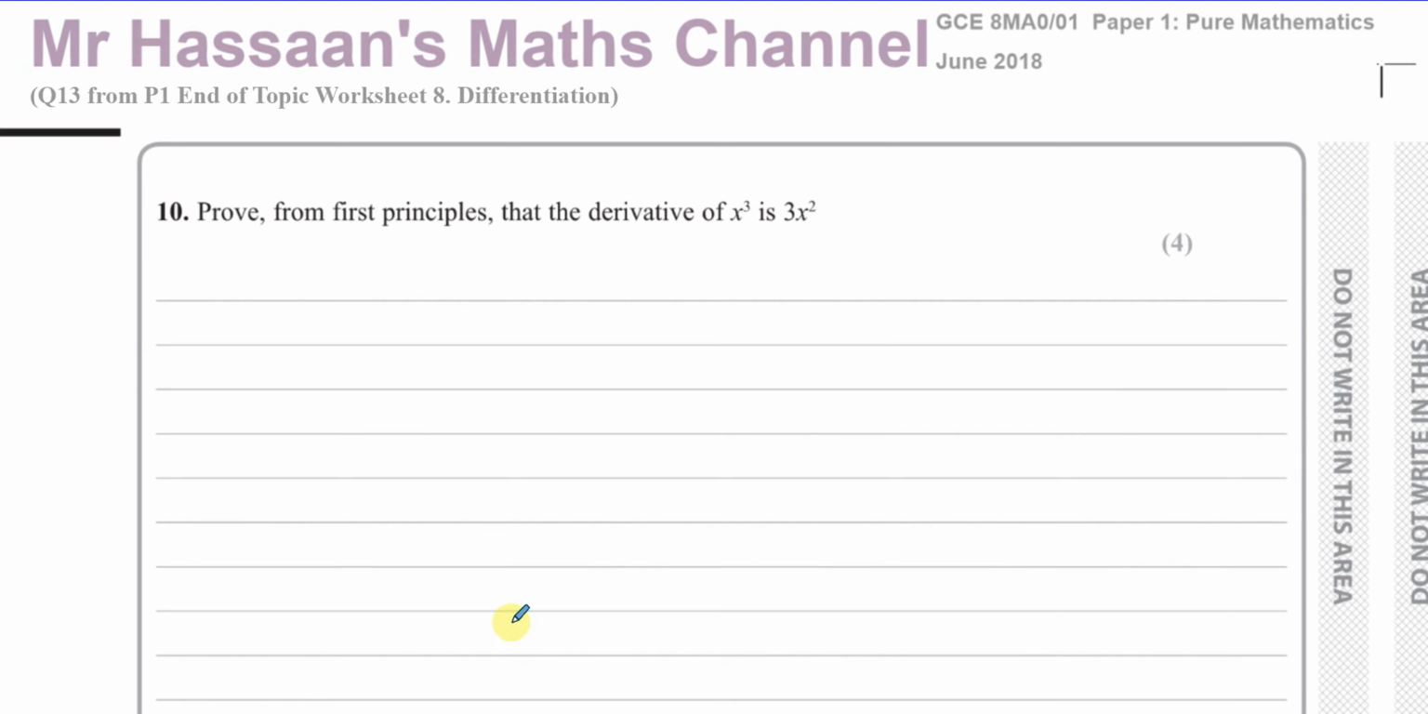So I'm going to prove from first principles that the derivative of x cubed is 3x squared. What we know is we multiply by the power and take one from the power, so you get 3x squared straight away. But we're going to prove it from what's called first principles.